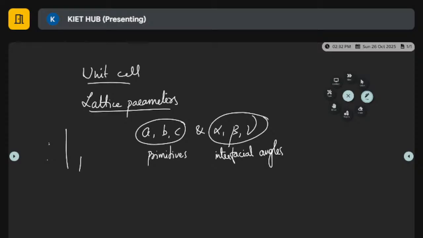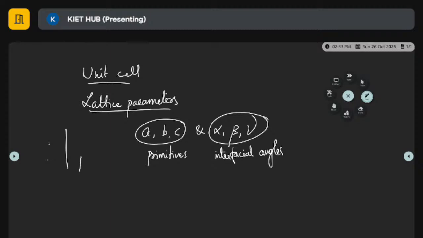ఎందుకు అవి? ఓకే, ఎందుకు? ఎందుకు యూజ్ చేస్తాం అవి? దేని పర్పస్? లాటిస్ పారామీటర్స్ ఎందుకు చదువుతున్నాము? నా క్వశ్చన్ కరెక్టేనా? ఫర్ వాట్ పర్పస్ వీఆర్ లెర్నింగ్ దేమ్? సో ఫర్ వాట్ పర్పస్ వీఆర్ యూజింగ్ దెమ్? టు డిస్క్రైబ్ ద యూనిట్ సెల్స్.